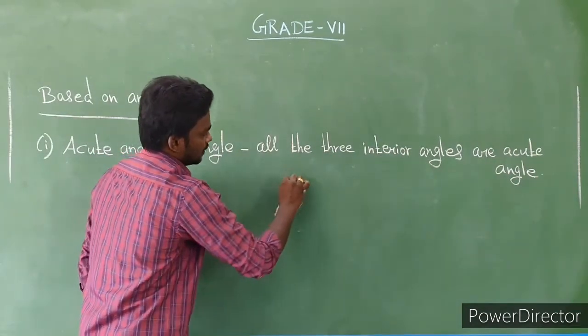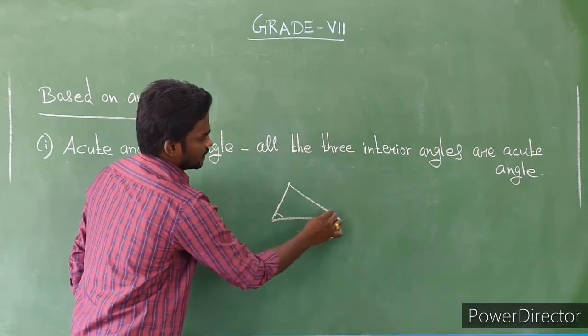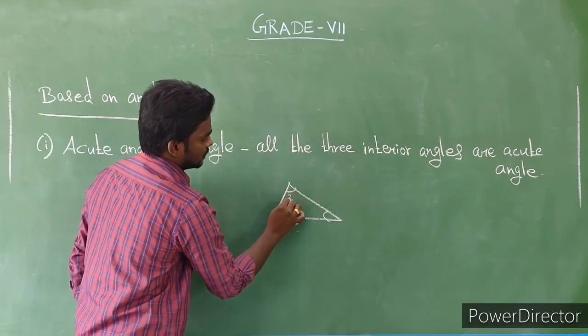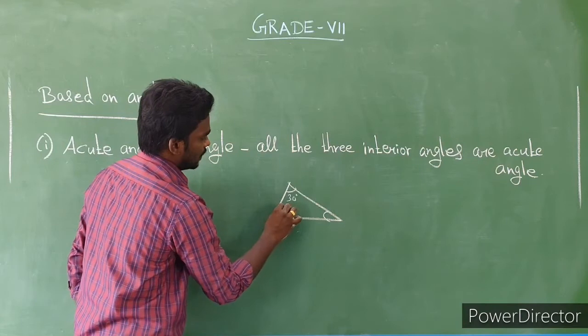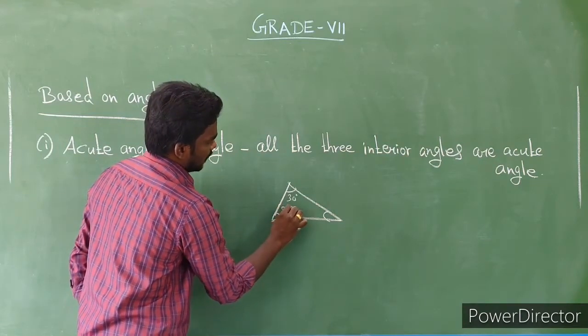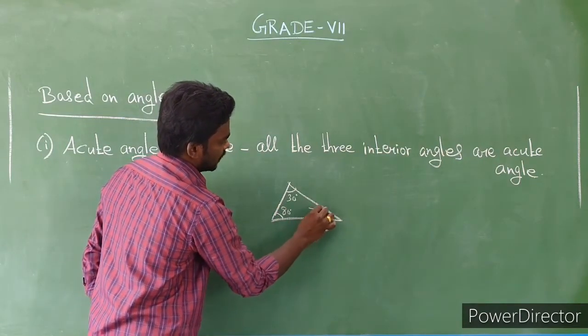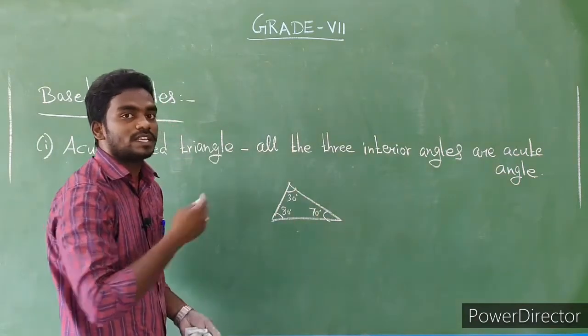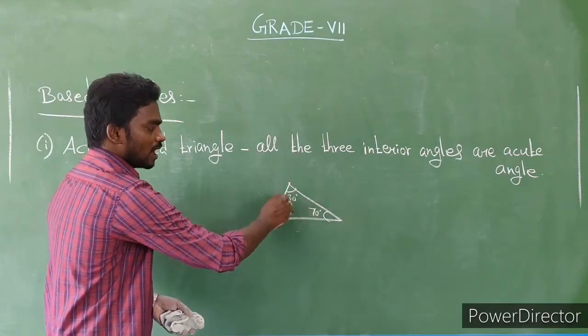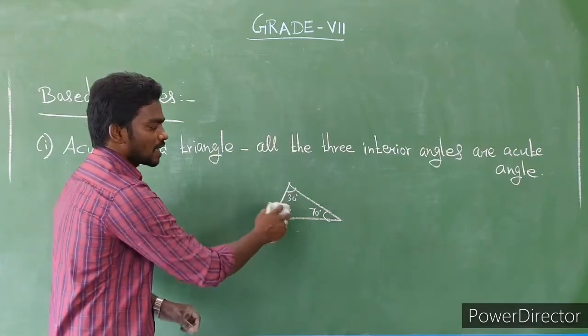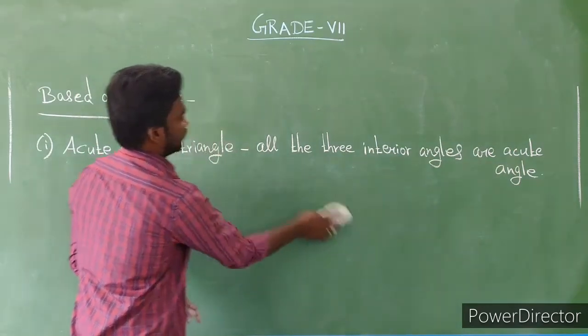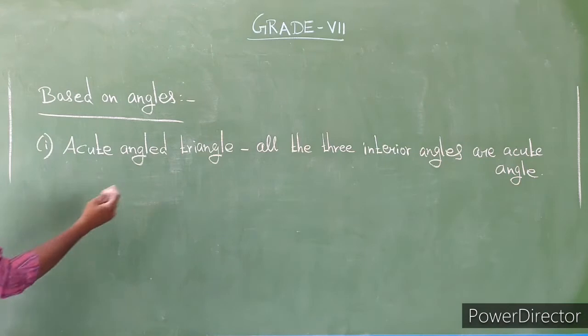So this type of triangle is called, what is that? Acute angle. So this is 30 degree and 80 degree plus 70 degree. So this type of triangle is called acute angle triangle. That means all the interior angles of a triangle are acute angles. So the first one is acute angle triangle.